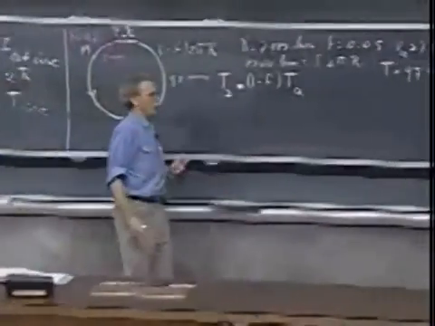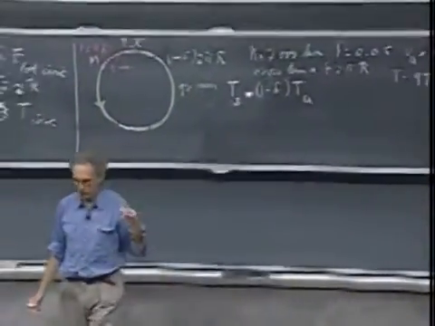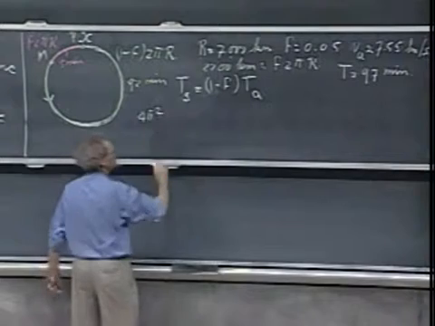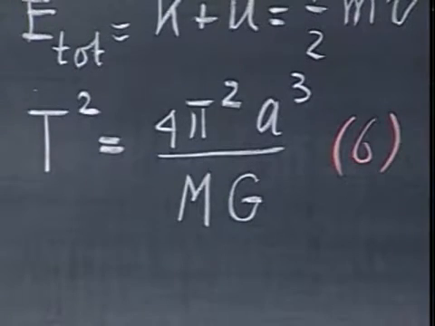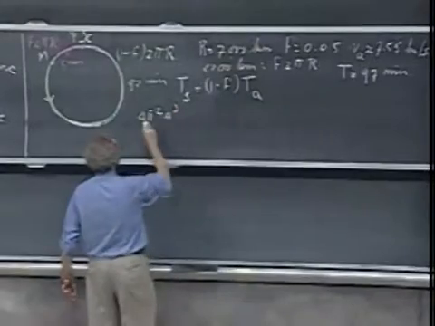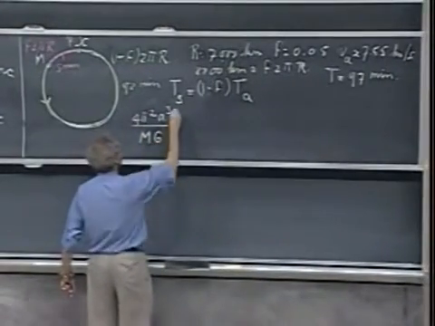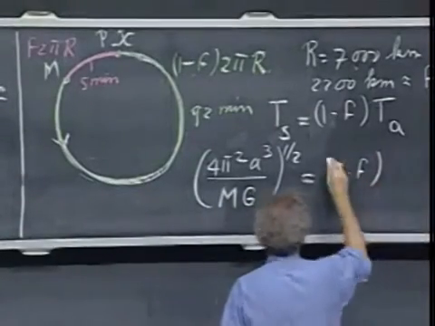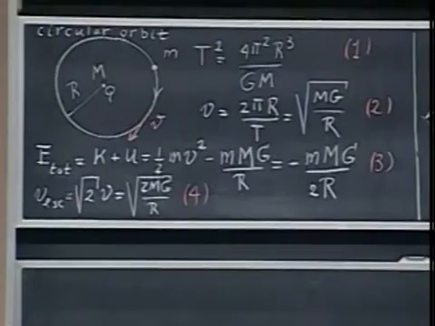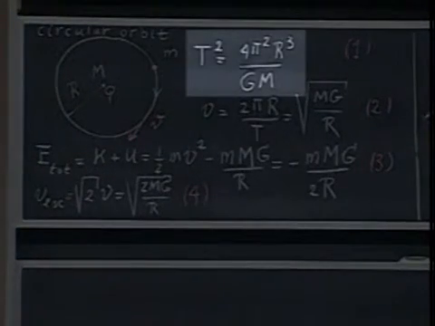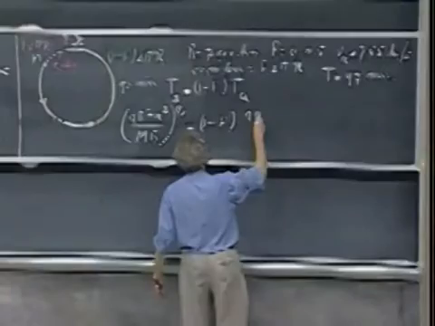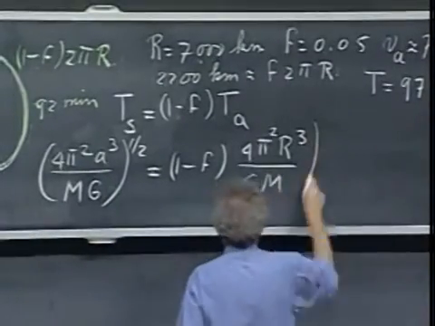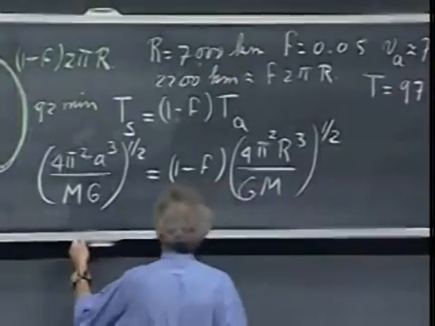What is the orbital period of the sandwich after the throw? Well, that is 4 pi squared, you can find that in equation number 6, times a to the third divided by GM, to the power 1/2. That must be equal to 1 minus f times the orbital period of the astronauts who were in circular orbit. So I take equation number 1. So that is 4 pi squared r cubed divided by GM, to the power 1/2. That is a necessary condition.